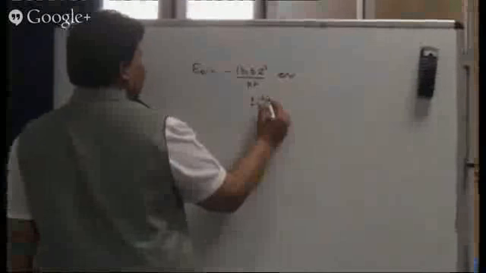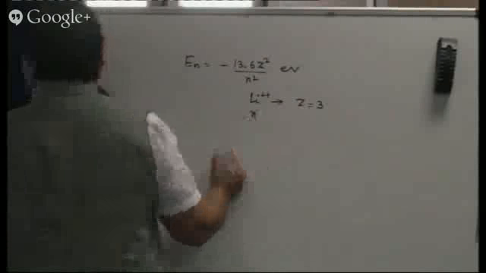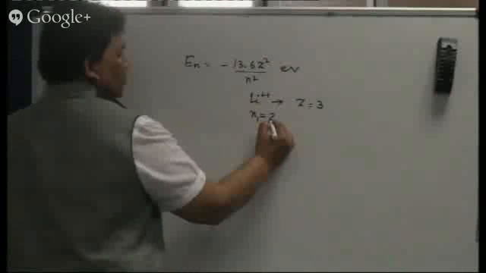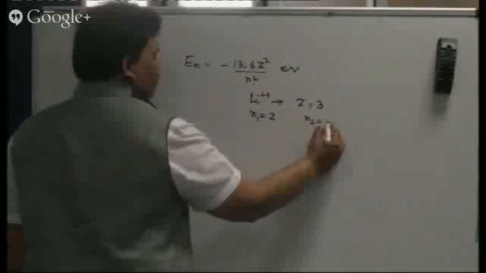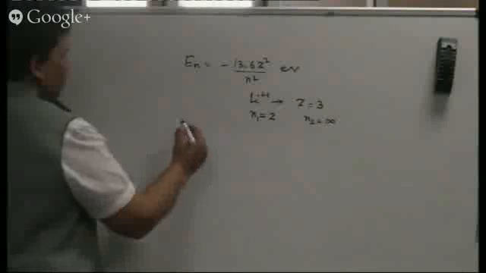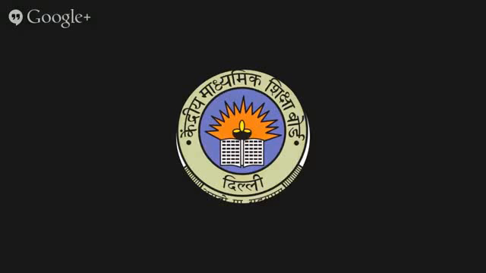What will be the Z of lithium +2? Very good. When he says first excited state, it means n1 becomes 2 and n2 becomes infinity. So what is the answer? 3.4 electron volts. So the right and the correct option is B. Very good. Next question.